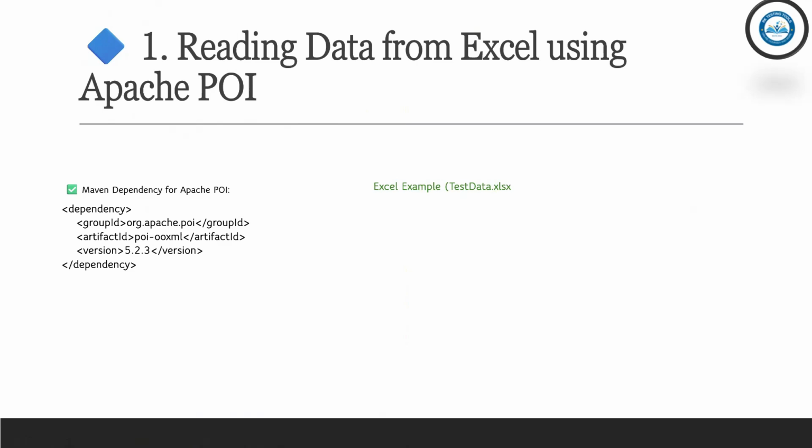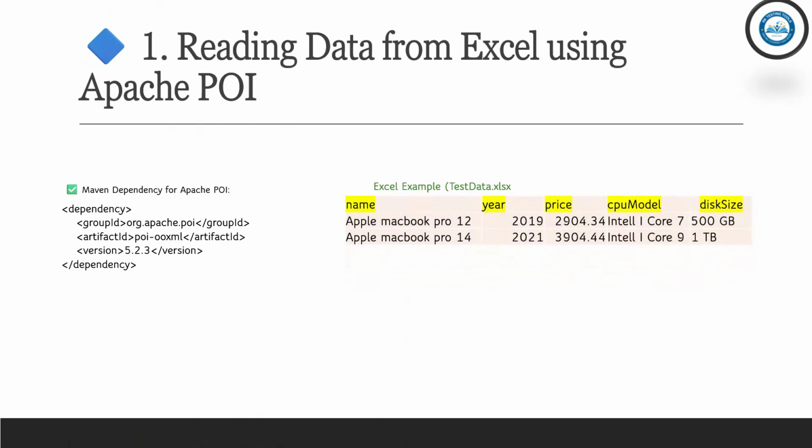After that, you will create an Excel file, a sheet with this test data, so in your testdata.xlsx, or maybe xls. You can create different columns: name, year, price, CPU model, and disk size. For example, name as Apple MacBook Pro 12, year 2019, price 2904.34, CPU model Intel Core i7, and disk size 500 GB. Like that, you can have multiple test data for your POST request. This is the test data which I'm going to keep in the testdata xls or xlsx.